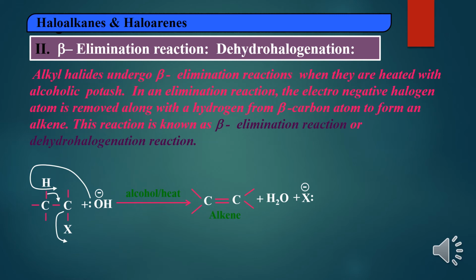Now what happens with alcoholic potassium hydroxide? The hydrogen will be eliminated, and that bond will make a carbon-carbon double bond, and the halogen is also eliminated. Hydrogen and halogen are removed here, and then there will be formation of an alkene. This reaction is in alcoholic condition. Alcoholic potassium hydroxide will do the dehydrohalogenation. So if an alkyl halide has a beta carbon atom with hydrogens, it will undergo elimination reaction in the presence of alcoholic potassium hydroxide, and it forms an alkene.